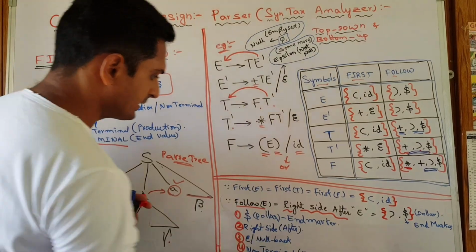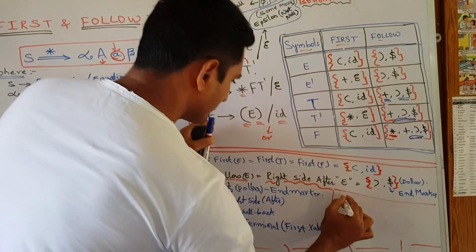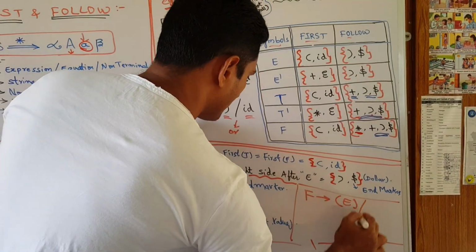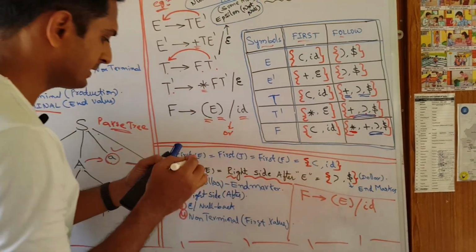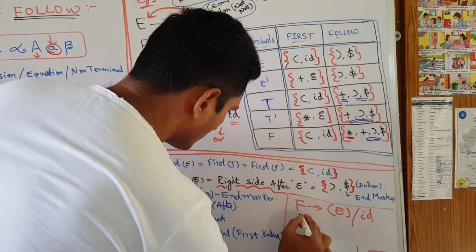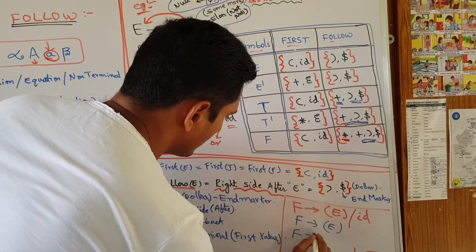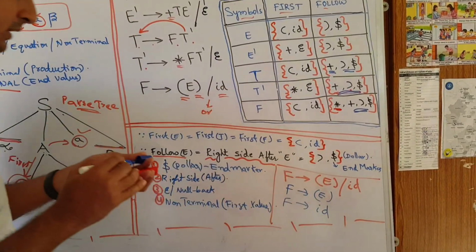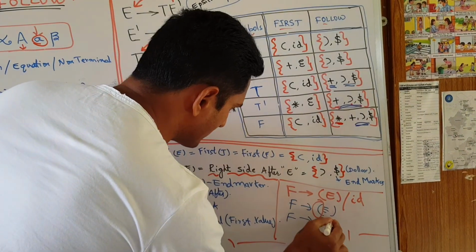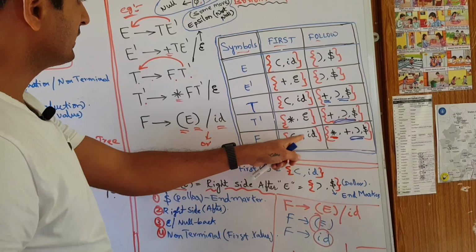So I will write for this. Show me here. F tends to open bracket E closing bracket OR F tends to ID. We can write both, right? Here F's first value is open bracket as well as ID also. So write F's this one.